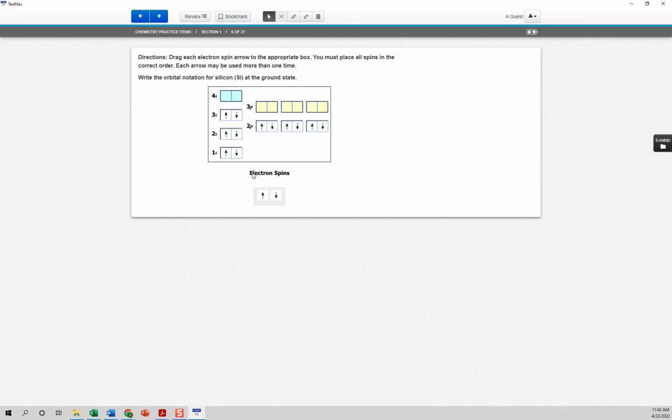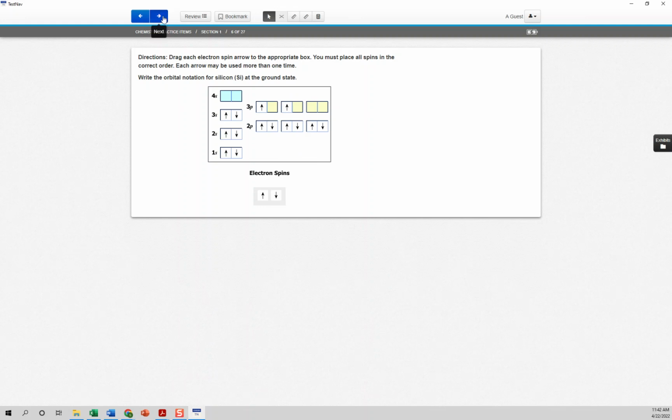So only 2 arrows. But remember, in the same sublevel, you're going to go different orbitals first, but with the same spin. So you're going to go up, up. You're not going to go up, down. This would be incorrect. That would be a violation of Hund's rule. So we're going to go up, up. Now, technically, you should be able to do that, but let's just be safe and always go from left to right and always start with an up arrow. Okay, so that would be the orbital notation for silicon.